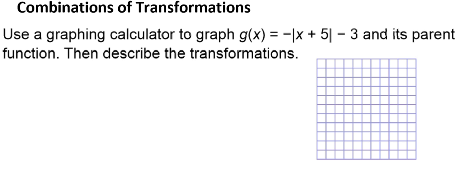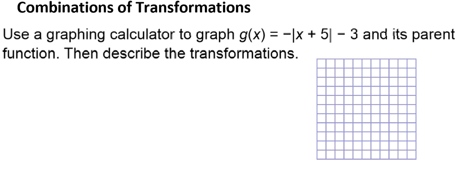In this video, we're going to look at combinations of transformations, which means more than one thing is going to happen to our function. So we're going to use a graphing calculator to graph g of x equals negative absolute value of x plus 5 minus 3 and its parent function, and then we're going to describe that transformation.